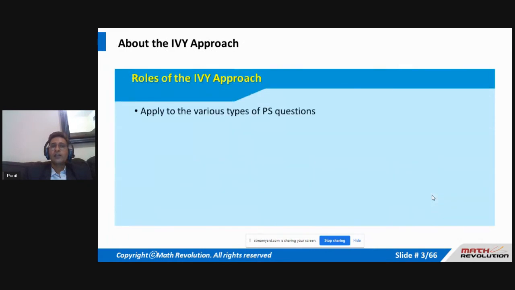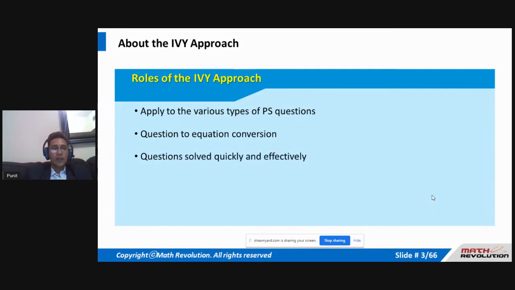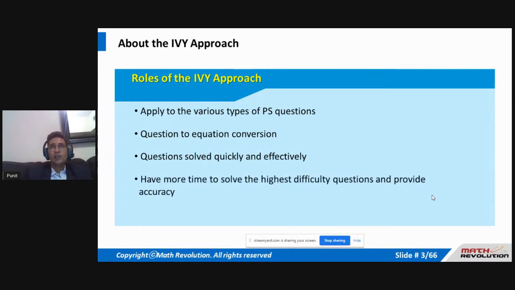So the IV approach is applied to various types of PS questions, and it's question to equation conversion. Whenever we get a question in terms of words, we can easily convert that into an algebraic expression. So that becomes much easier for us. Then the question is solved very quickly and more effectively. You get more time to solve the highest difficulty questions, and it provides much accuracy to yourself.